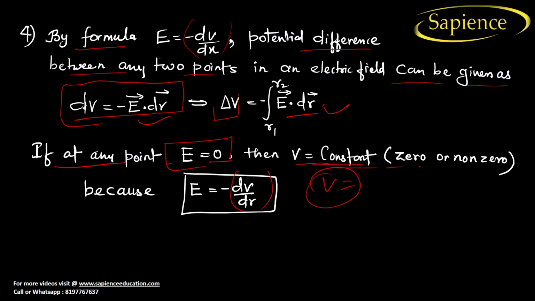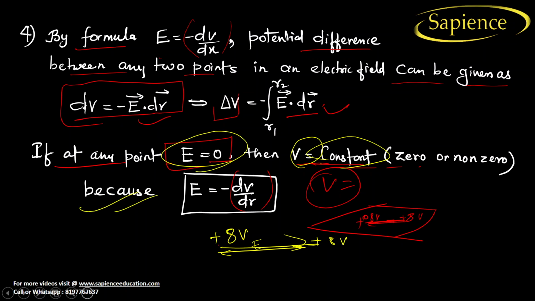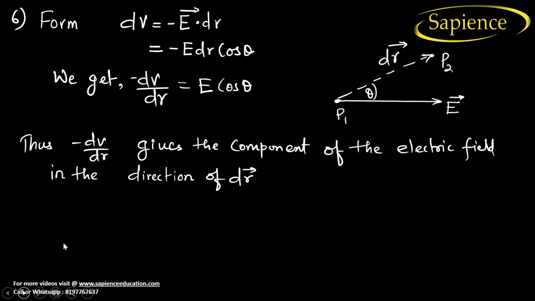V will be constant. Now let us consider there is a charge at 8 volt, and there is also a charge at 8 volt. So there is no direction of electric field. Why? There will be no use of finding electric field here. See here, this is 8 volt, this is also 8 volt. So from which side would there be any movement of electric field? When V is constant, no electric field is there. Okay, I hope you have understood this.